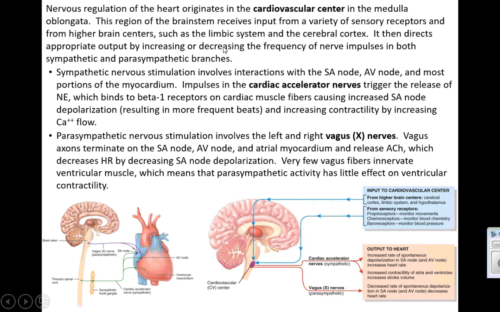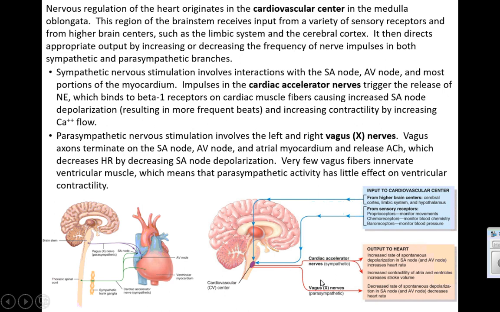What's our limbic system again? What's its nickname? Emotional brain. Think about an emotion and how that might affect your heart rate. I always use getting cheated on. You don't have to tell me if you've ever been cheated on, but think about if you have. Probably just thinking about it might raise your heart rate and your blood pressure.